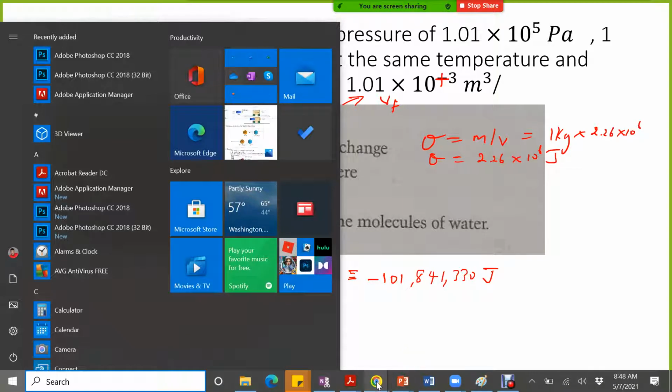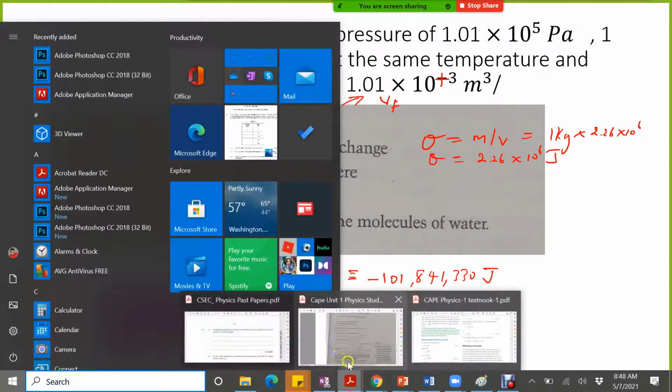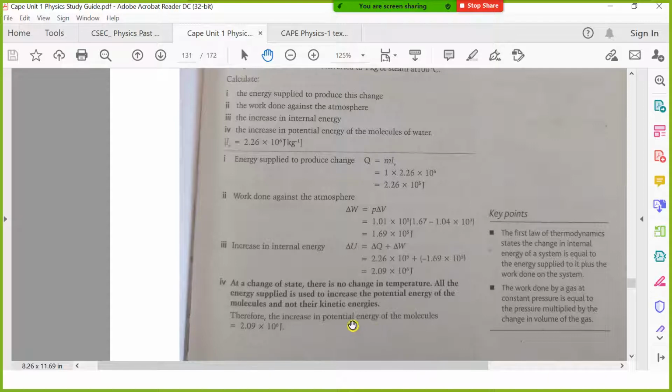Okay. So pretty much they're saying that at a change of state, there is no change in temperature, which is correct. And it says that all the energy supplied is used to increase the potential energy of the molecules and not their kinetic energy, as I would have kind of made allusion to.